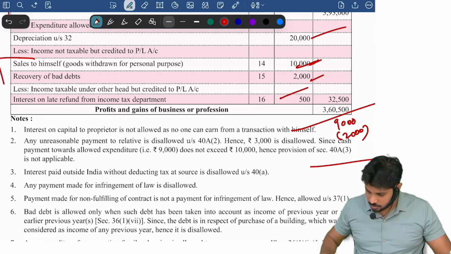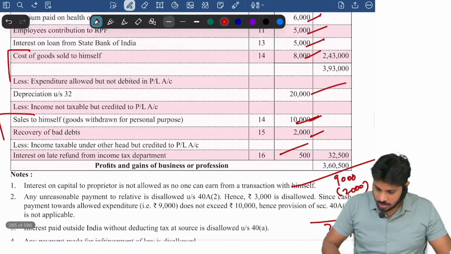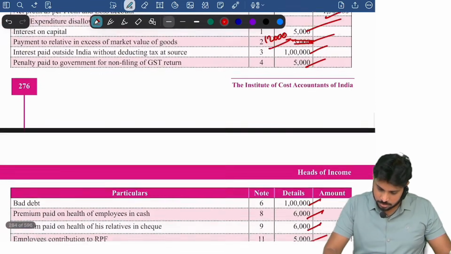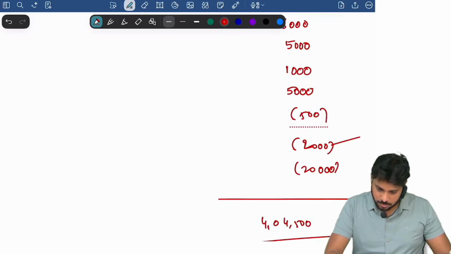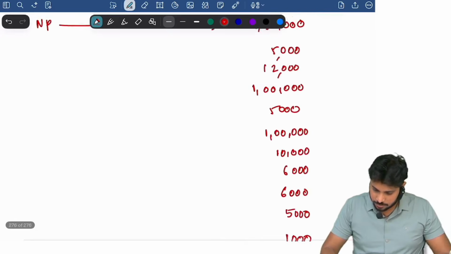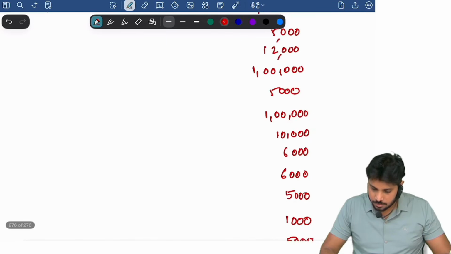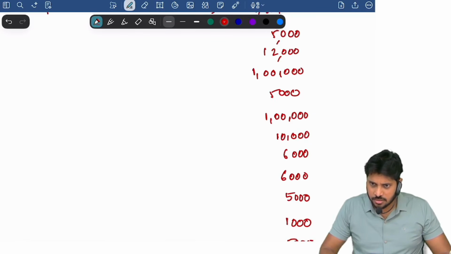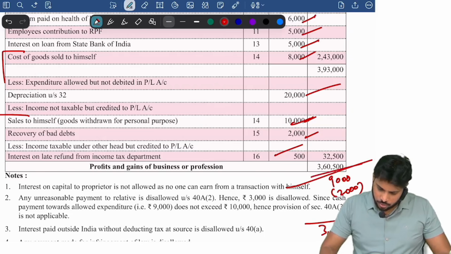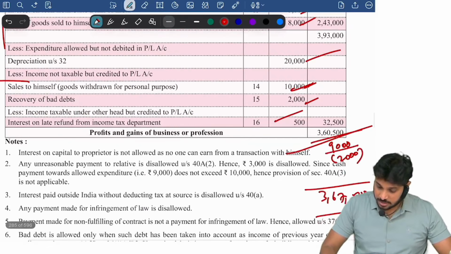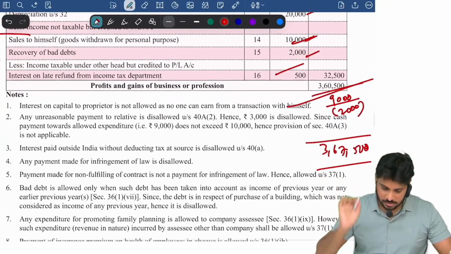3,60,500 plus 9,000 minus 2,000 is equal to 3,67,500. I'm getting, I think I did wrong totaling. Correct, no? 3,67,500 we are getting. So in our book where we did wrong? We also did not consider here, we removed it. We removed it, no? Yeah. I think you go with this answer, okay? That's it. By the way, this 9,000, this answer is wrong. Here it is wrong. Rest of the answer is right.